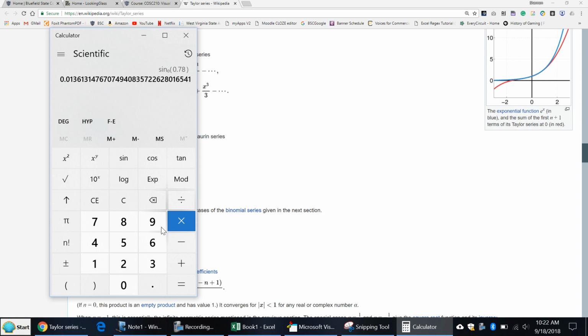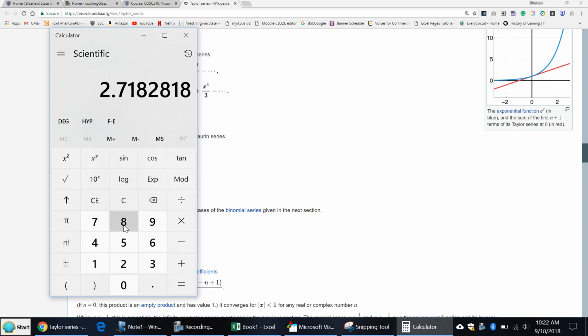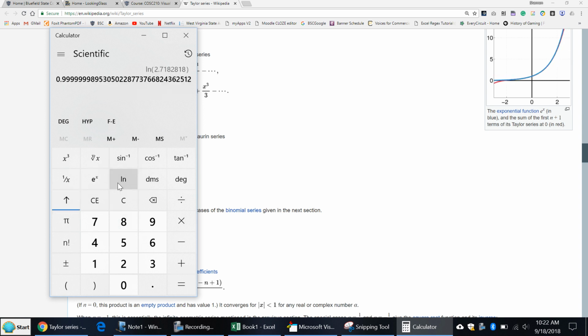So for instance, here's a good one. If I take the natural log of 2.7182818, and I take the natural log of that, watch what happens. I basically get 1, because the natural log is basically asking, what power do you have to take e to?